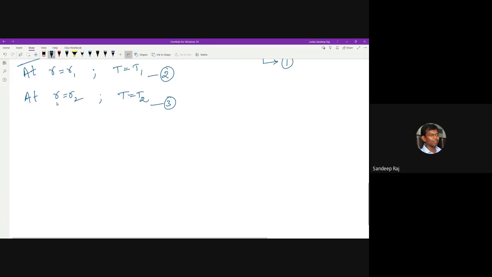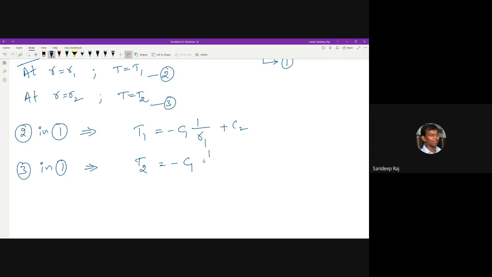Fine. So now what I'll do is I'll substitute 2 in 1. What I get is T1 is equal to minus C1 of 1 by R1 plus C2, and I'll substitute 3 in 1. Then I'll get T2 is equal to minus C1 of 1 by R2 plus C2. Let me call this equation as number 4, this equation as number 5.